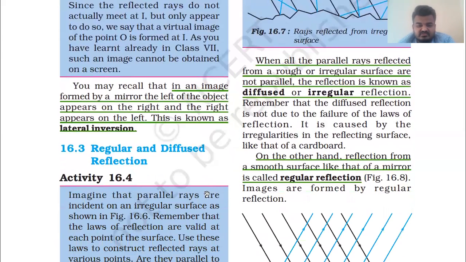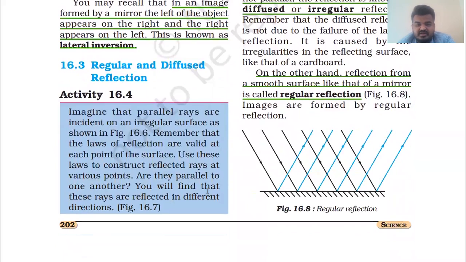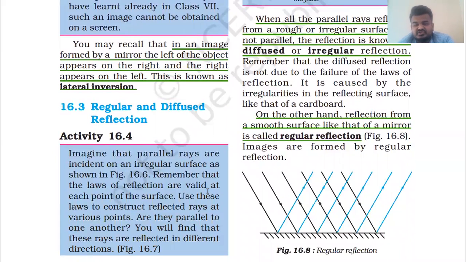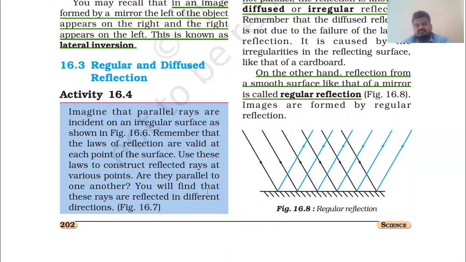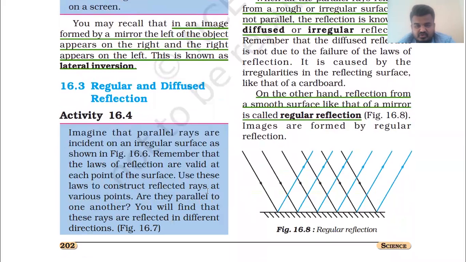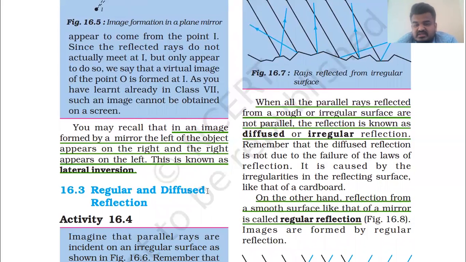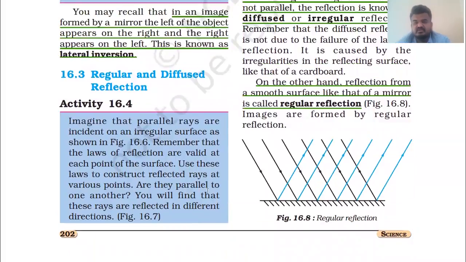After this, we have discussed one more important topic, that is regular and diffused or irregular reflection. Let's discuss both the definitions once again. When all the parallel rays reflected from a rough or irregular surface are not parallel, the reflection is known as diffused or irregular reflection. Simply, the reflected rays are not parallel, or in random directions you can say. But in regular reflection, all the reflected rays are in a parallel direction as shown in the figure. Reflection from a smooth surface like that of a mirror is called regular reflection.